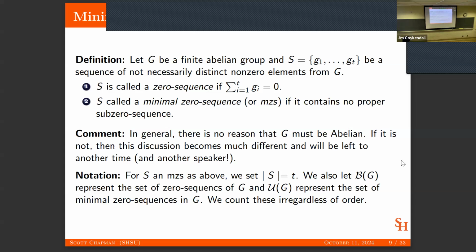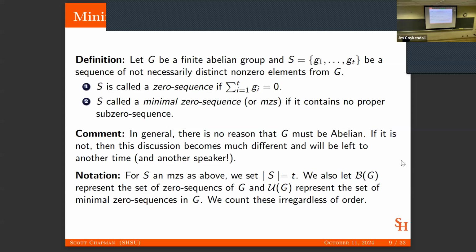So if I have a minimal zero sequence, let's say written like this, I'm going to call the number of elements in that sequence the order of the sequence. So when I say the order of S is equal to t, that means I'm looking at a sequence with t elements in it. If I let big B of G represent the set of zero sequences of G, I'll let U of G represent the set of minimal zero sequences. Now I'm going to count these regardless of order. Okay, so order here isn't going to matter. I know I already mentioned that, but okay.